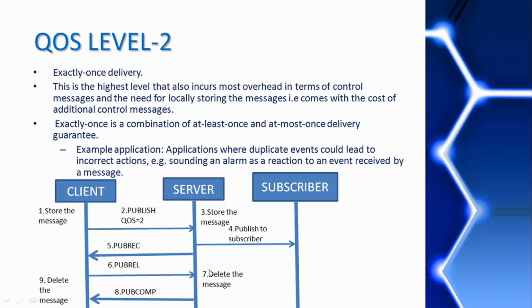After receiving the PUBREL, the server deletes its stored message and sends the PUBCOMP acknowledgement to the client. The client receives the PUBCOMP acknowledgement and deletes its stored message. As you can see here, the acknowledgement level is more than 1 and hence it assures exactly once delivery of the message. That's why it is the highest level of quality of service.